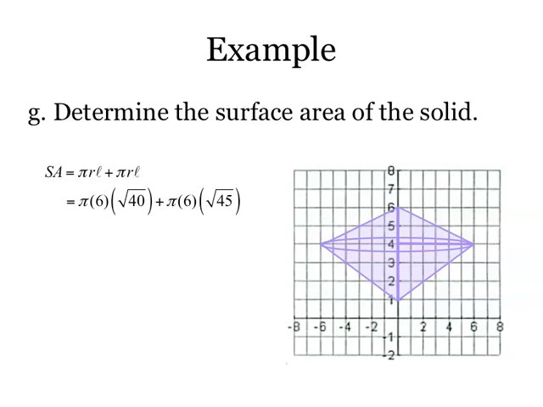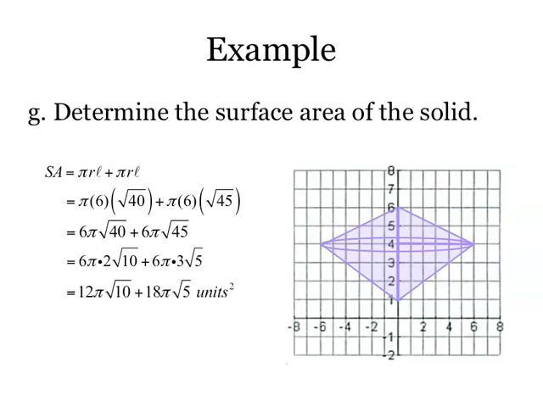And now we can multiply this. So we have 6 pi root 40 plus 6 pi root 45. And then we can simplify each of those radicals to be 2 root 10 and 3 root 5. So this comes out to be 12 pi root 10 plus 18 pi root 5 units squared. And again, this is giving the answer as an exact answer rather than an approximate answer. If you wanted to give an approximate answer, you can simply multiply and add those two together and get a more approximate answer.